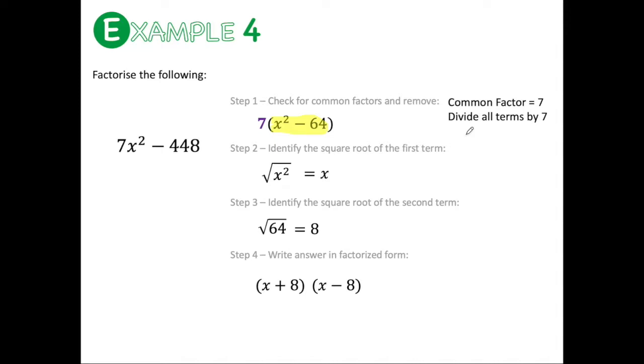But I also need to remember that I've got the 7 sitting on the outside as my common factor that I've removed. So in my final answer, it sits on the outside as well. So the factorized answer for 7x squared minus 448 is equal to 7, x plus 8, x minus 8.